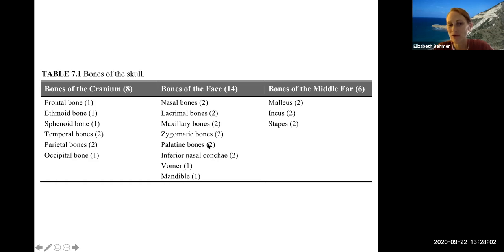So you have two of each of these bones of the face, mainly because you have two sides of the face. And then bones of the middle ear, which I think we'll get to more when we talk about special senses. But you have 6 bones in the middle ear, three on each side. And these are the tiniest bones in the body. If you think about how big a penny is, all these bones of the middle ear can fit on a penny. That's how small they are. So those are the smallest bones in the body, and they're in your middle ear.